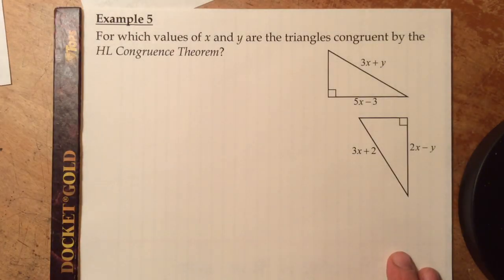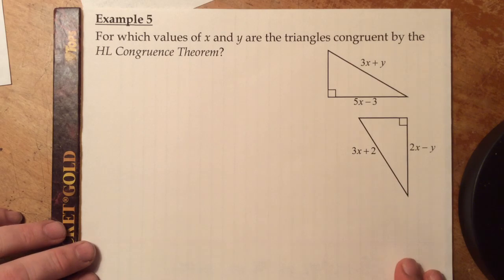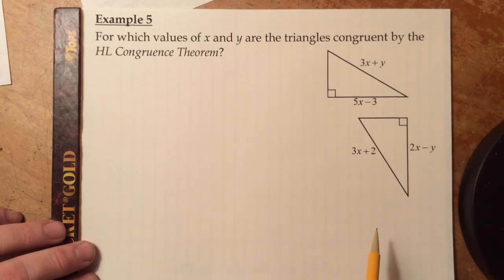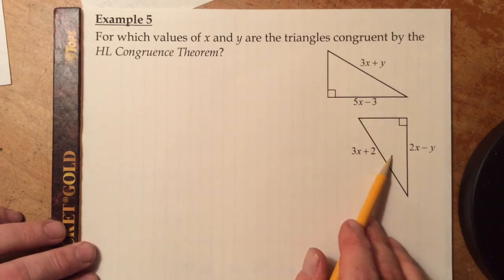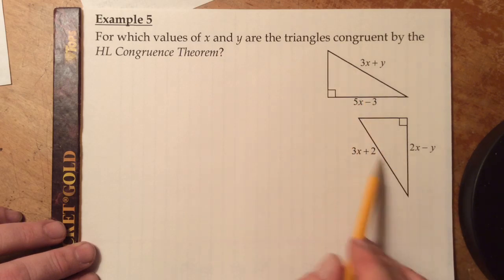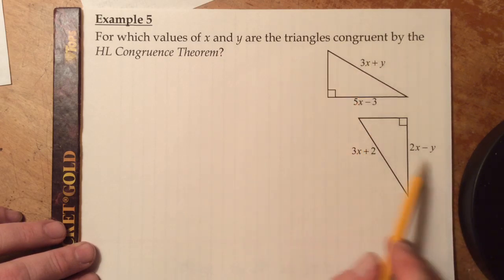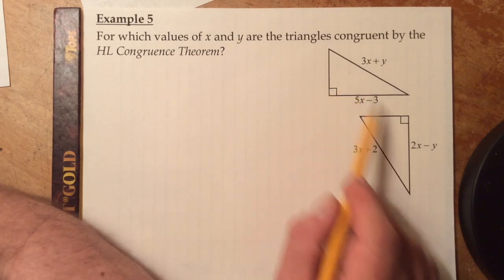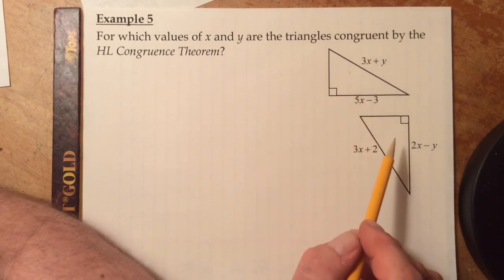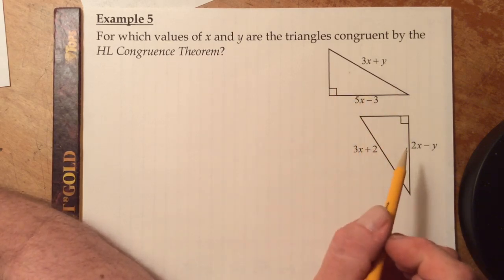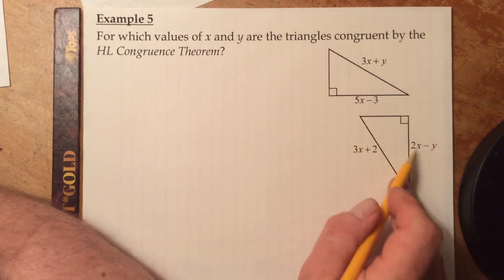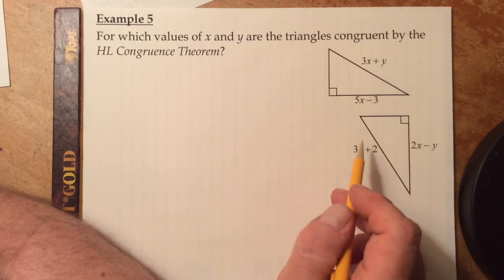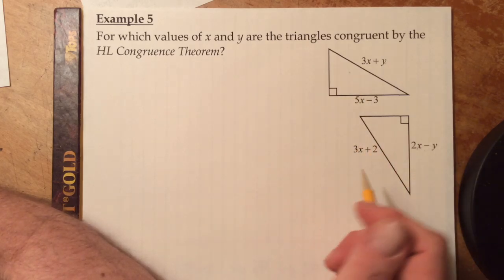Example 5. For which values of x and y are the triangles given congruent by the HL Congruence Theorem? Here we have two right triangles, and we want to know what values x and y have to be so that these two triangles would be congruent to each other, with all their sides and angles congruent correspondingly. So we need to force these two triangles to be congruent and see what values of x and y need to be there so that that can happen.